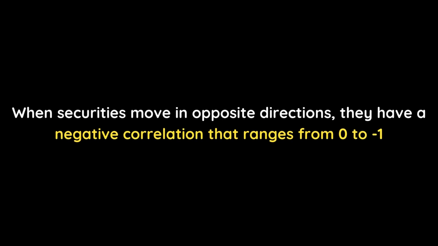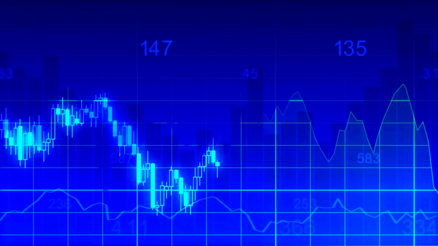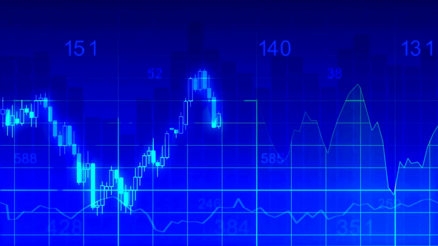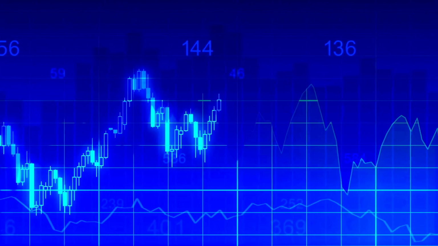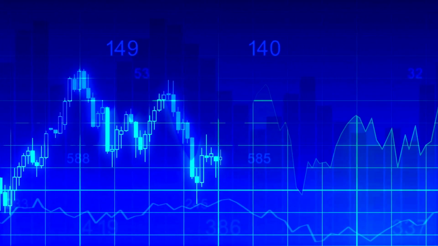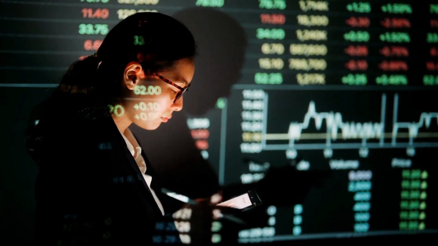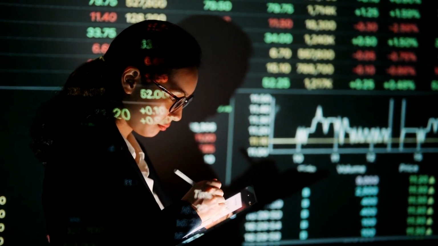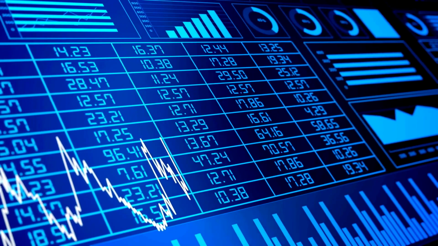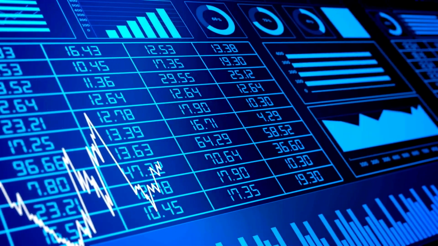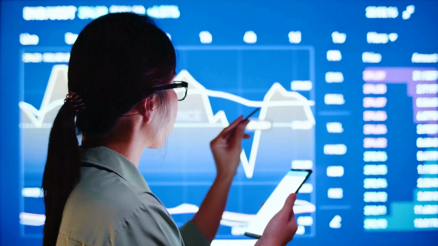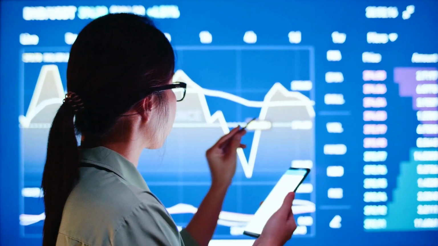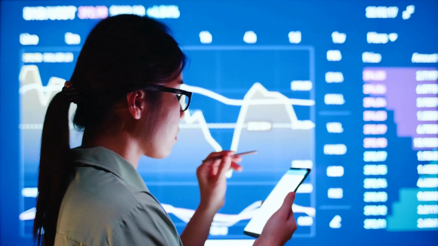When securities move in opposite directions, they have a negative correlation that ranges from 0 to -1, depending on how uncorrelated they are. If you want to get the most out of your diversification when you invest in ETFs, you should not only invest in a wide range of stocks through ETFs, but also in a wide range of stocks and other assets that are not closely related, like stocks and real estate. You are looking for a positive but low correlation number.